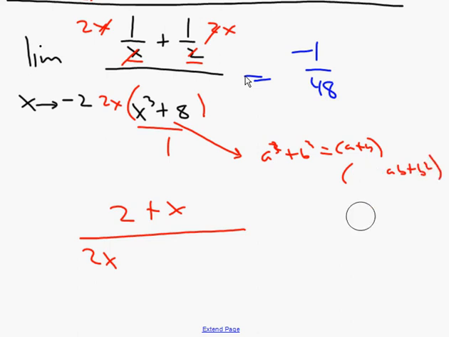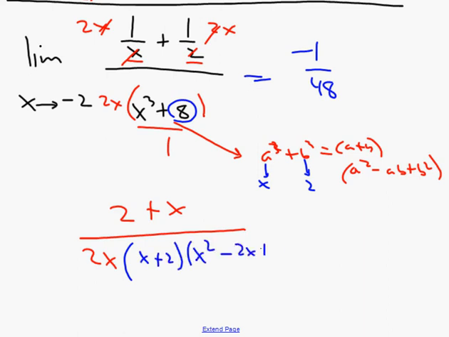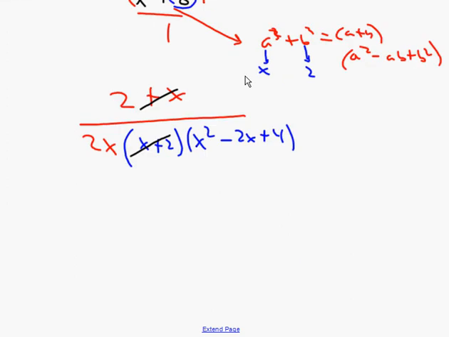I'm sorry, not plus, minus. I made a mistake here. So that's a fun fact. So ready? A in this case is equal to x, and b in this case is equal to 2, because 2 cubed is 8. So here we go. I'll write this in blue here. This is going to be x plus 2 times x squared minus 2x plus 4. Okay, so what happens? Well, the 2 plus x's cancel. And what you get is 1 over 2x times x squared minus 2x plus 4.